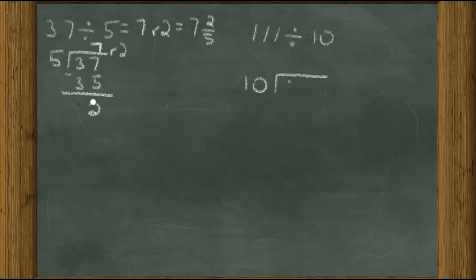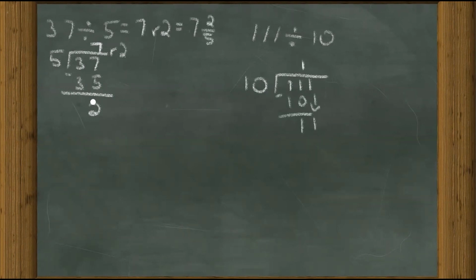One more example is 111 divided by 10. 10 on the outside, 111 inside. 10 does not fit into 1. I'm going to skip putting a 0 here. 10 does fit into 11 one time. 1 times 10 is 10. 11 minus 10 is 1.